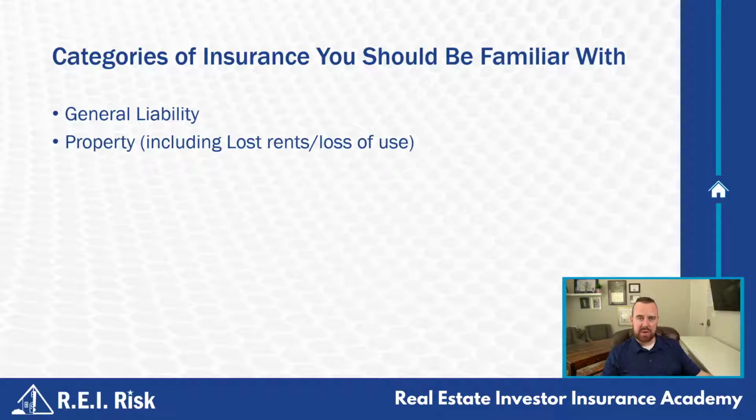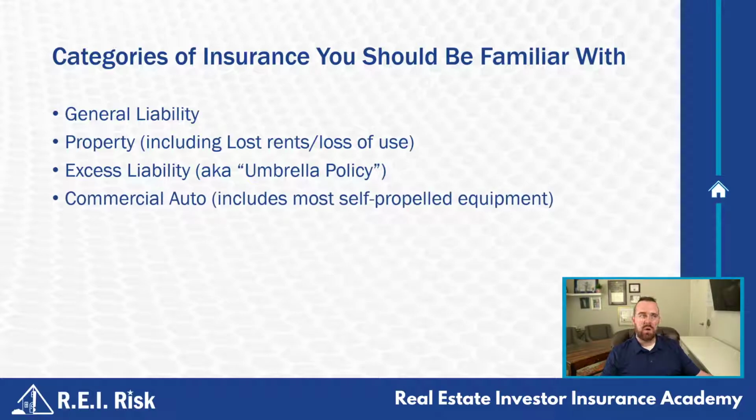Next is going to be property coverage, which could come in the form of commercial or residential property coverage, as in a building. Also, lost rental income or loss of use. Tools and equipment also fall into this category as well. Next is going to be excess liability, commonly referred to as an umbrella policy. This is a second layer of protection that goes over and above the base coverage. Commercial auto, as well as self-propelled equipment for job sites. This is going to be any motorized vehicles that you have for use in your business.